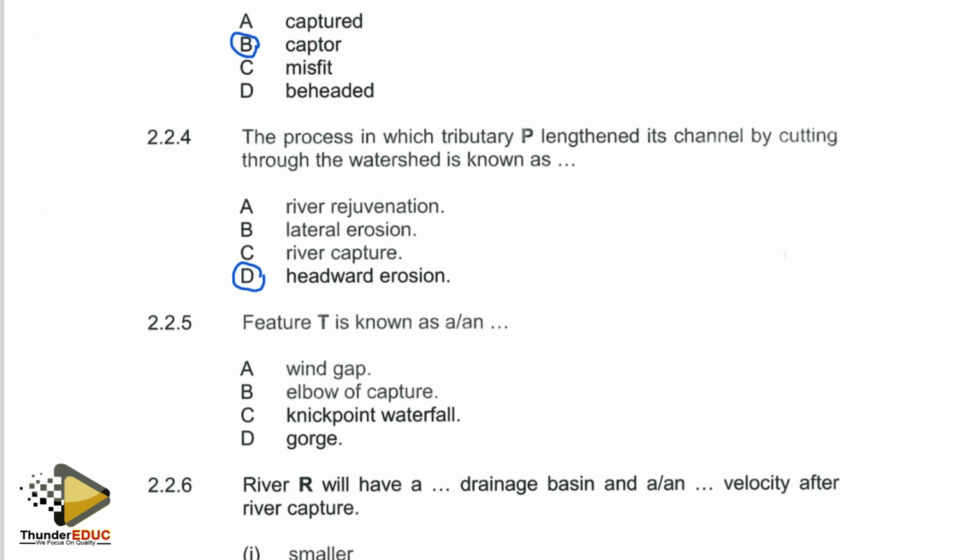Then we have vertical erosion. Vertical erosion is responsible for deepening the river channel. The channel becomes deeper through vertical erosion. Then lastly, we have lateral erosion, which is sideway erosion. Sideway erosion is responsible for widening the river channel. So basically, those are the three types of erosion. So relevant to this question here, the process which is responsible for making tributary P able to cut through the watershed was aided by headward erosion. Right, we move on to the next question.